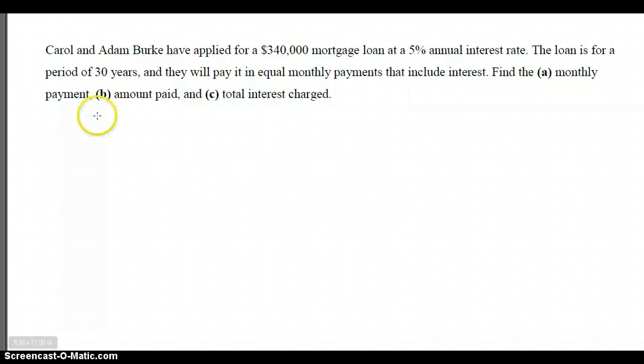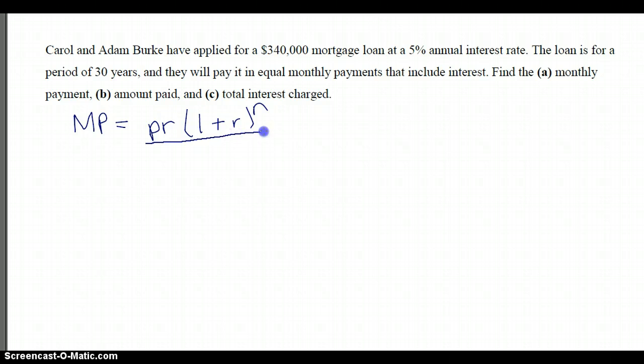If you'll remember our more complicated formula, we had monthly payment equals P times R times 1 plus R to the power of n all over 1 plus R to the power of n minus 1. So P is our principal or amount of the mortgage, in this case $340,000.